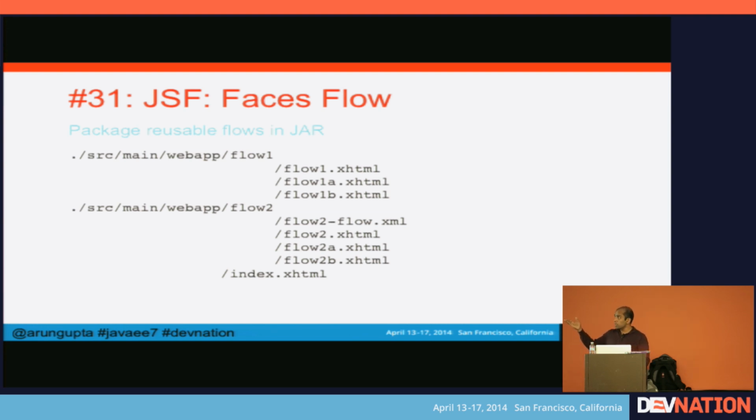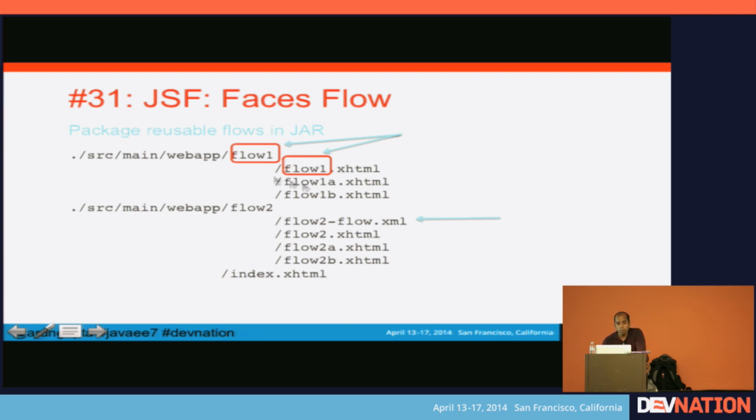With JSF 2.2, we have this concept of a Faces Flow now. So here, for example, in a Maven project, I have src/main/webapp, I have flow1, flow2. Now remember, this directory name and the first entry point is the same. So flow1 and flow1.xhtml, that sort of becomes the entry point to your flow. Or if you don't want to keep the convention, then you can actually specify flow2, keep that name, and dash flow.xml.